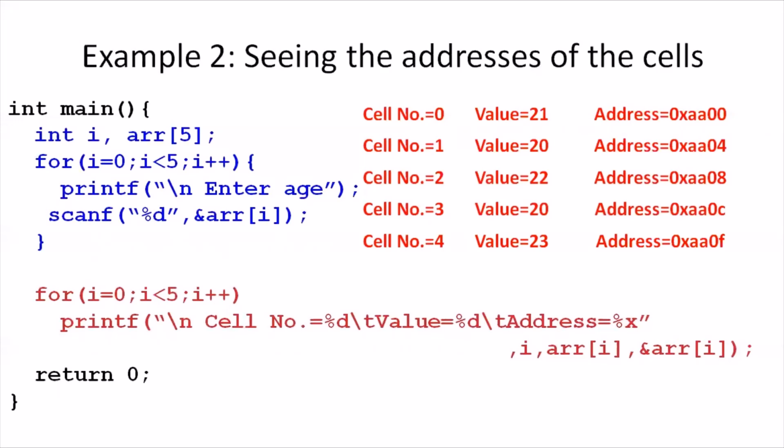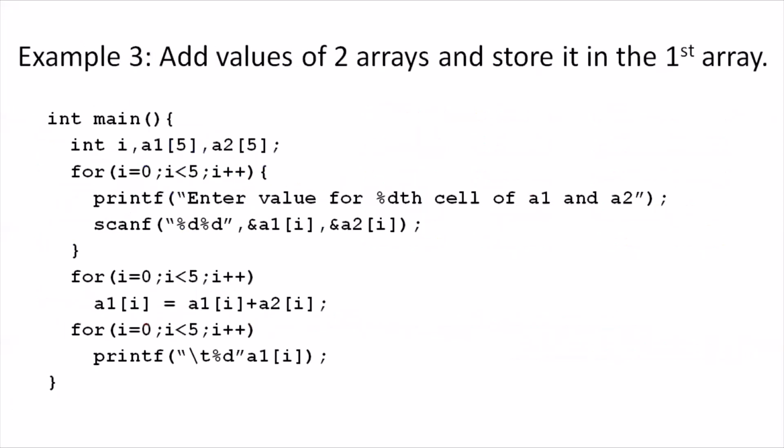Furthermore, the difference value will be equal to the size of an integer in your machine because each cell over here is capable of holding an integer, as the data type of the array in this case is an integer. Let us now take a look at another example.